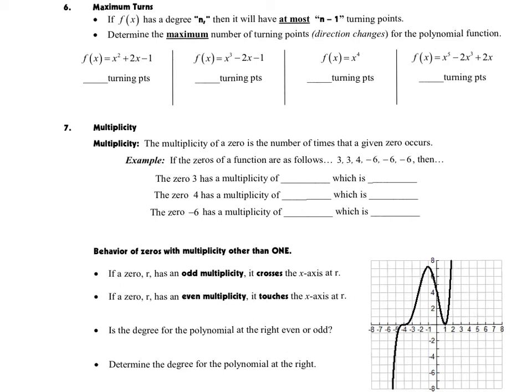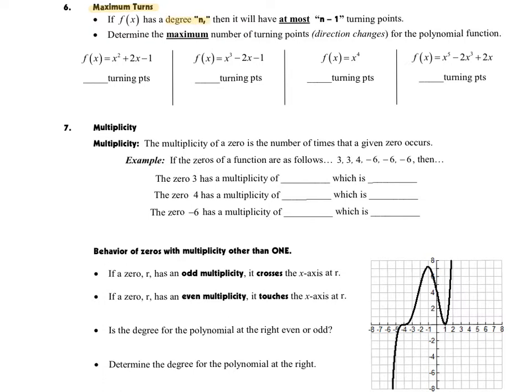We're going to look at the last of our characteristics of polynomials, and then we're going to put it together into an example. So taking a look at step 6 here, maximum turns. As we mentioned earlier, the degree of the polynomial is really important. It told us the number of solutions that we would have. It also helped us with end behavior, and it's going to help us again.